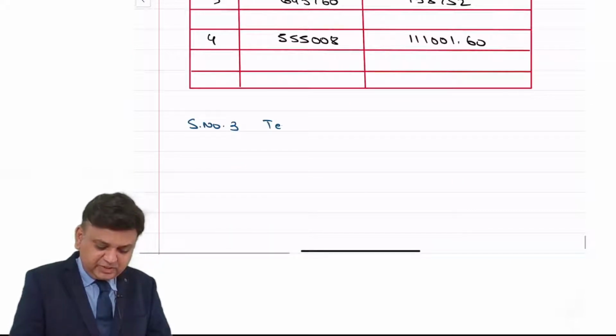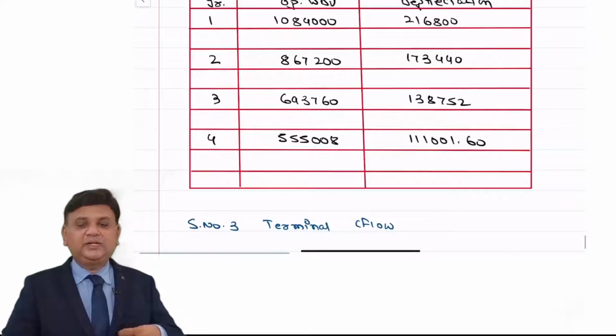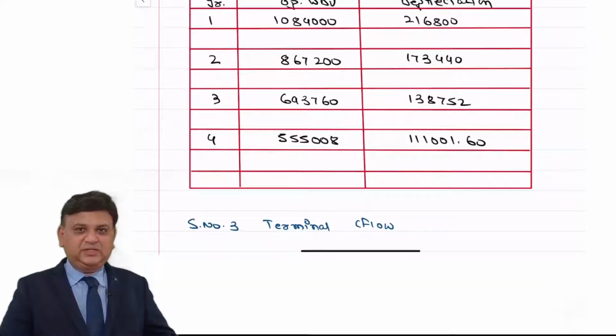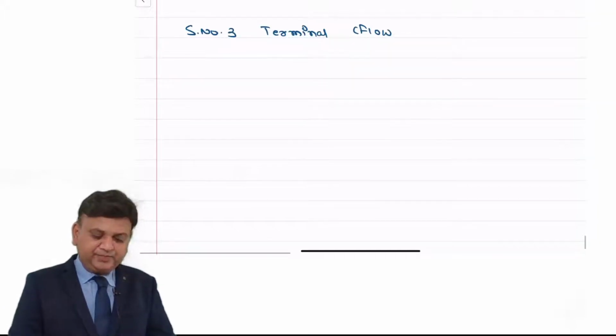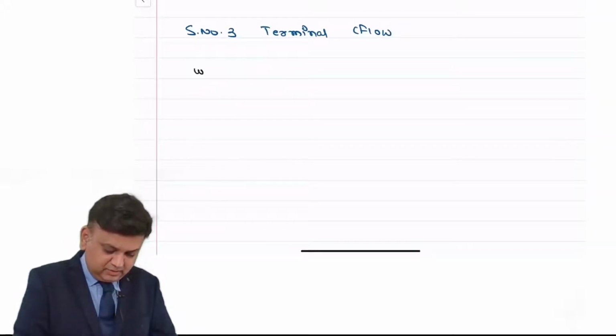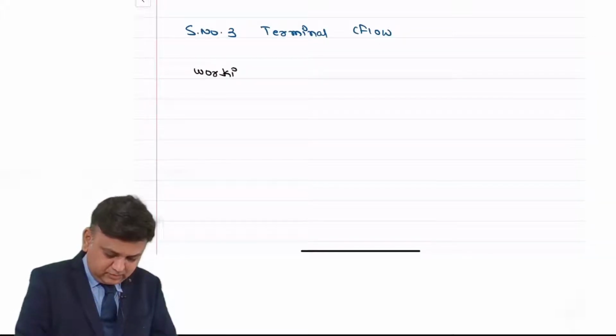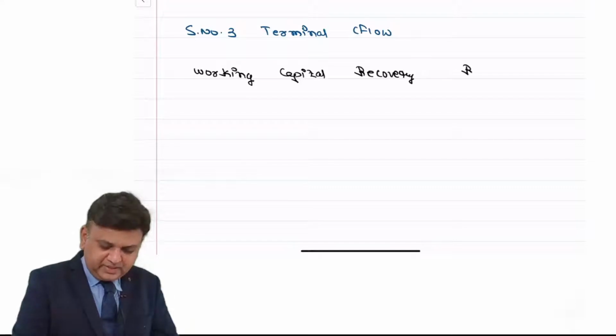Step number 3, terminal cash flow. I request you to write down the answer for the terminal cash flow in the chat box. Step number 3, terminal cash flow. There is only working capital recovery. That is an amount of rupees 2 lakhs. It will be received at year 4 end.